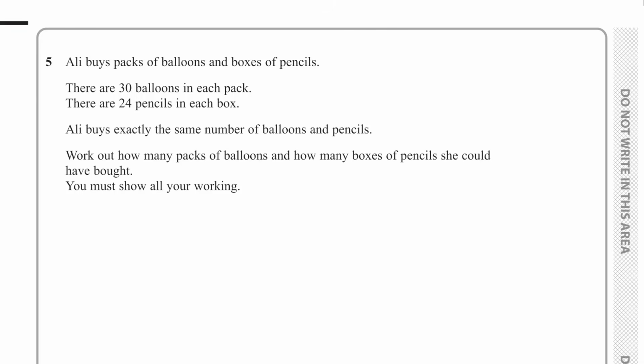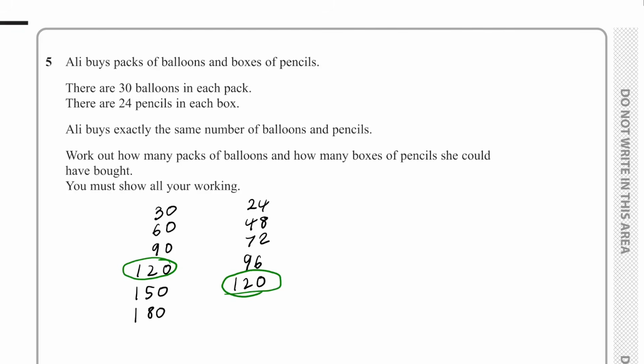We could write them as their prime factors and work out the lowest common multiple that way. Or we could just write their times tables out. So 30, 60, 90, 120, 150, 180, and so on. And 24, 48, 72, 96, 120, and so on. And we can see that 120 is in both the times tables.